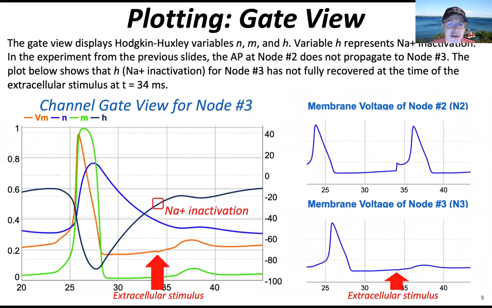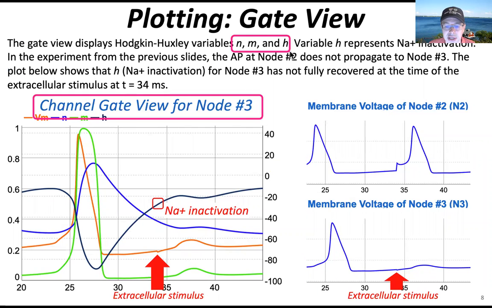Additionally, we can drill down further into the model. Here's an example of looking at the channel gates for node number 3. In the Hodgkin-Huxley model, there are 3 channel gates, one of which, H, is the sodium inactivation, and we can study how this inactivation parameter was actually at a lower value than was necessary in order to normally achieve an action potential at the end of the cycle.